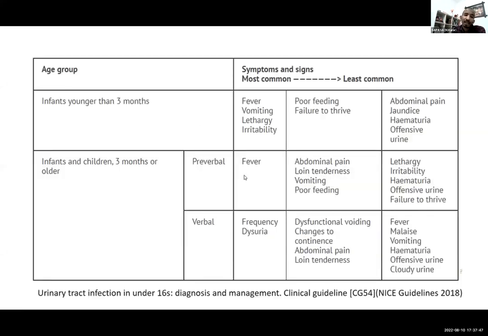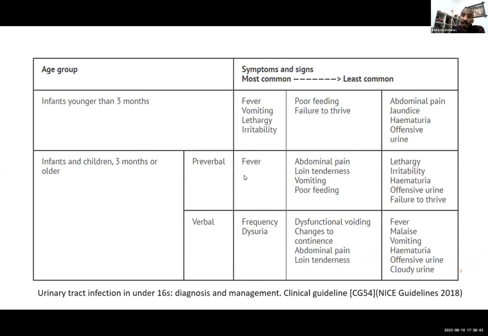If we look at the symptoms of UTI, it depends on what age you are talking about. Children who are 3 months and below present with non-specific symptoms. They can present with fever, vomiting, lethargy, irritability. This might progress to poor feeding, failure to thrive, and they can present with abdominal pain, but it cannot be related to the physician. So for this reason, we need to have a high index of suspicion in children who are less than 3 months.